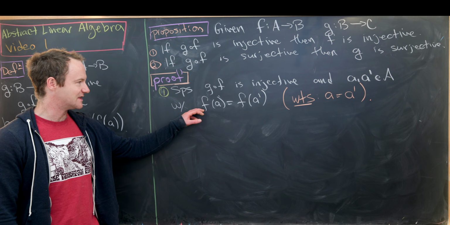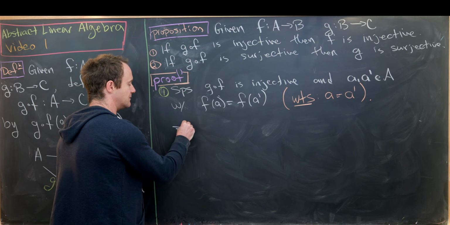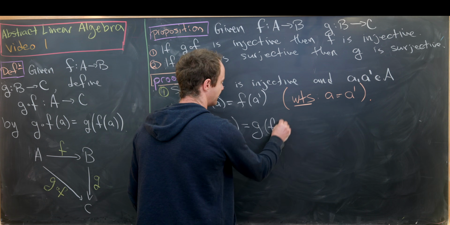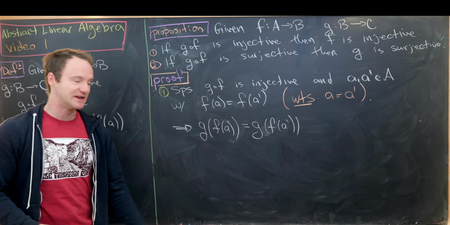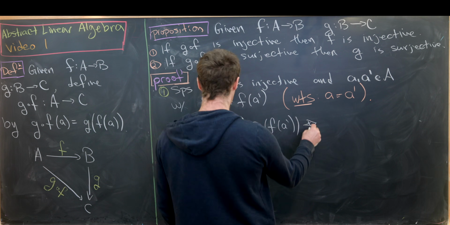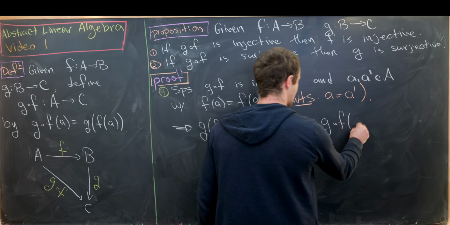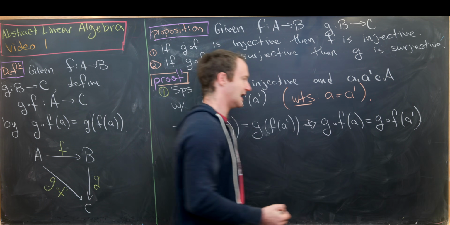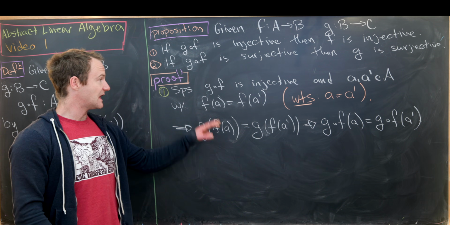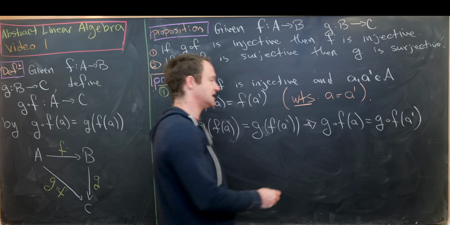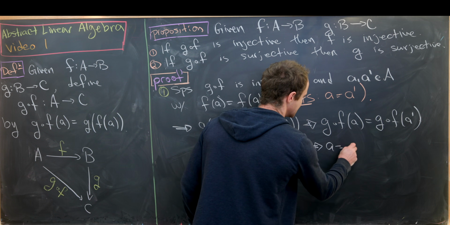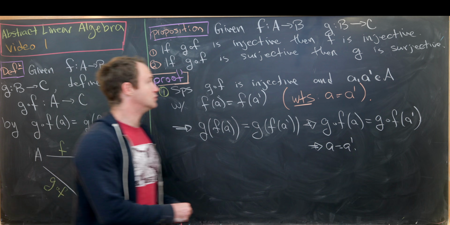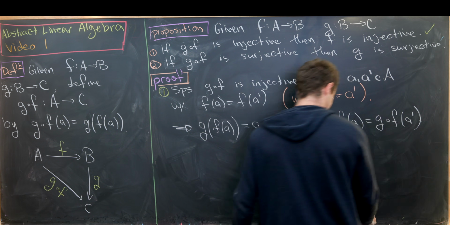Okay, so now let's take this equation and we will evaluate both sides by G. So we've got G of F of a equals G of F of a prime. But then by definition of composition, that tells us that G composed with F evaluated at a is the same thing as G composed with F evaluated at a prime. But then, because G composed with F is injective, that tells us that a is equal to a prime, which is where we needed to end to finish showing that F is injective.